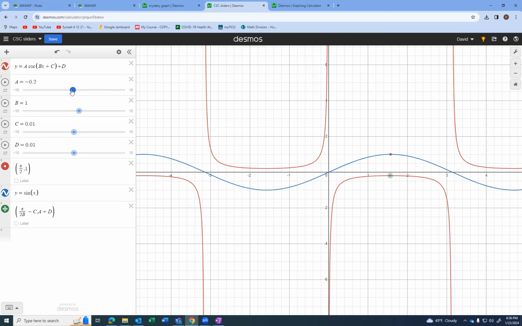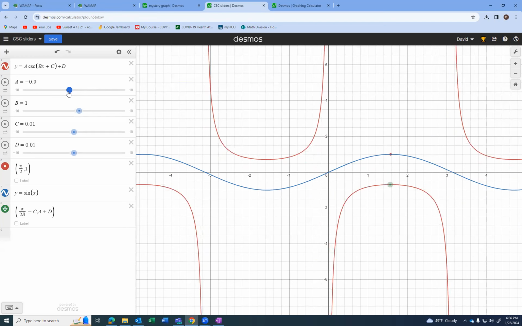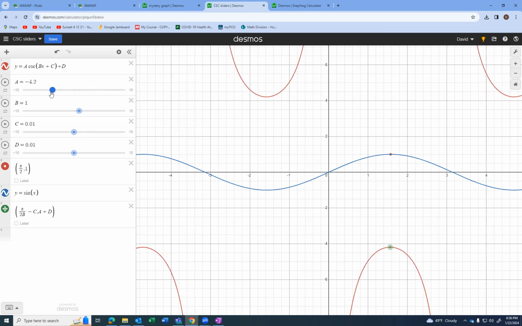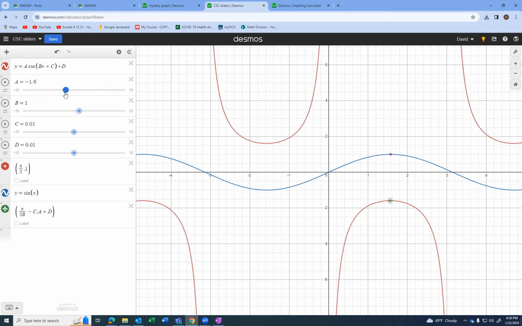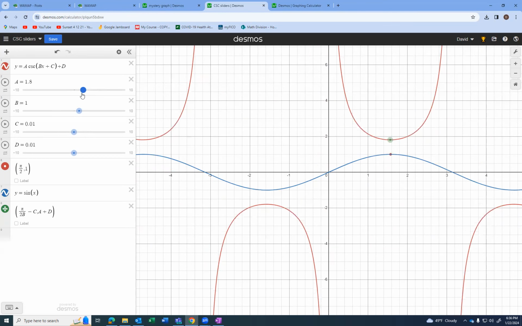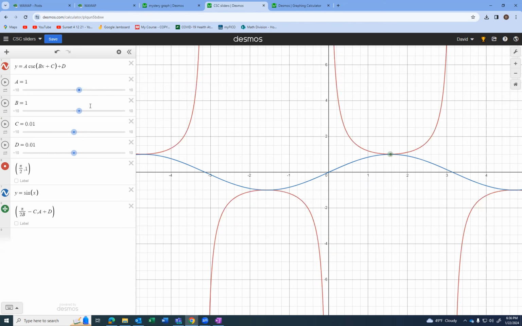But as we go to negative, did you see that the graph flips over the x-axis and does that same sort of thing? As a gets larger in absolute value, you move farther and farther away from that x-axis. So it's a reflection over the x-axis when you turn negative. We'll go back to a equals 1. There's a equals 1. B, what does B do?